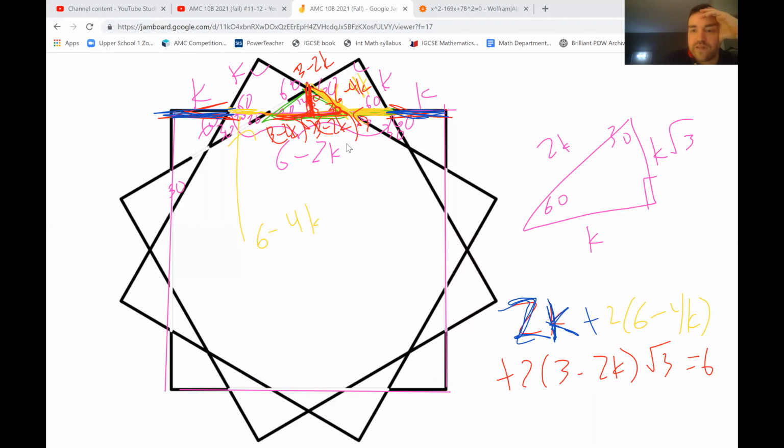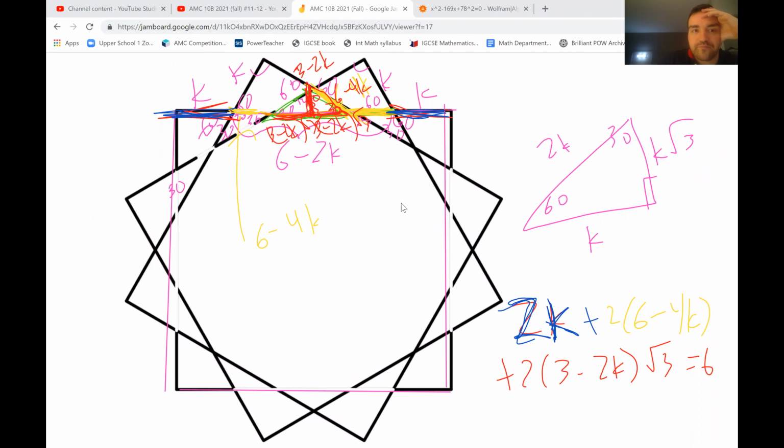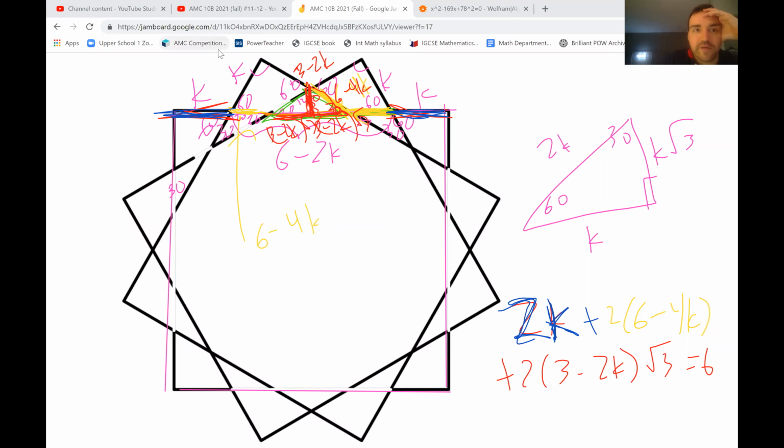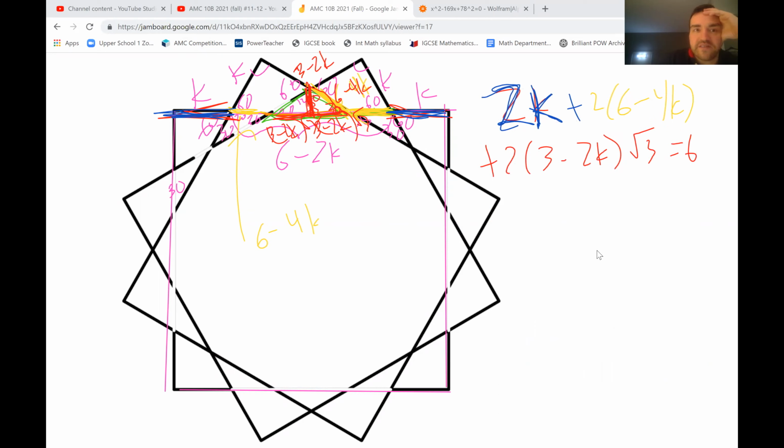I'm going to move this over a little bit. Here, I'll make this smaller. I'm going to erase this because we already know this, and then move this up. There's going to be a lot of arithmetic I have to do. So if I simplify this, what do I get? I get 2k plus 12 minus 8k plus 6 root 3 minus 4 root 3k equals 6.